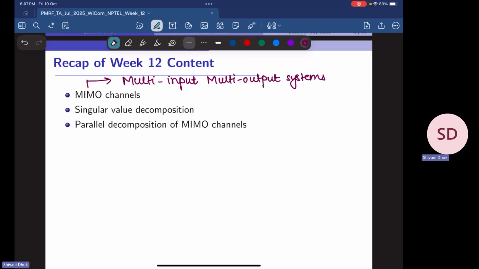And what do we mean by multi-input, multi-output with respect to wireless communication? It means that your transmitter is equipped with multiple antennas as well as your receiver is equipped with multiple antennas. So let's say you have NT number of transmit antennas, this is my transmitter, and I have NR number of receive antennas.